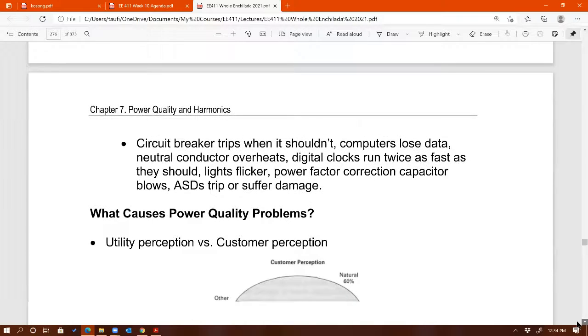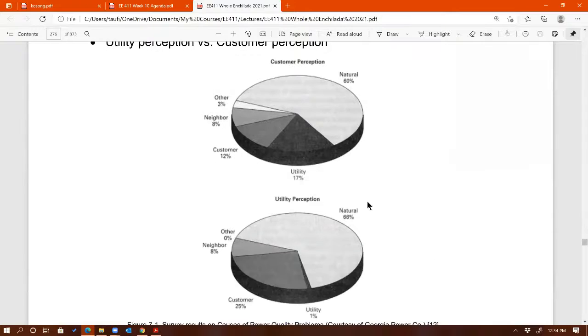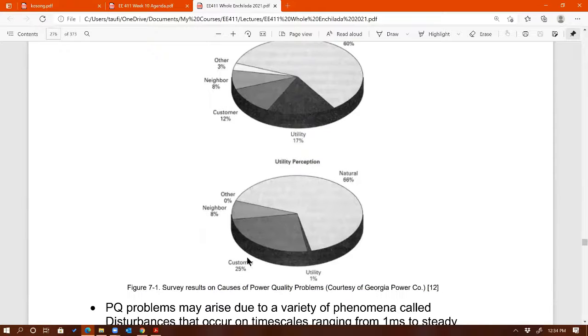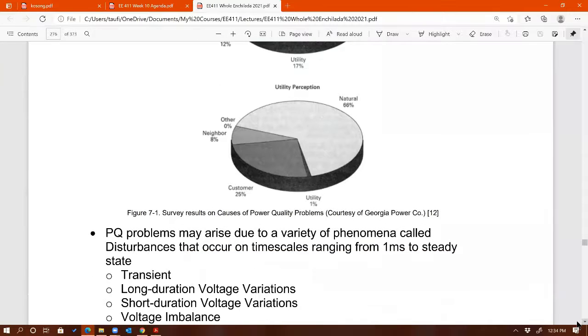Let me go back here. The customer side, 70% thinks that the utility is to be blamed, right? So that's from the customer perception. From the utility perception, it's quite the opposite. 25% is the fault of the customers, right? They kind of blame each other because of this. So I thought it was interesting to show, which makes sense. Utility wants to blame the customers, and the customer wants to blame the utility. Right? So I thought that was important to show. Not important, but interesting to show.